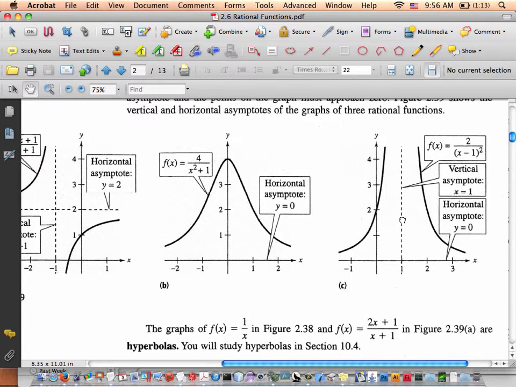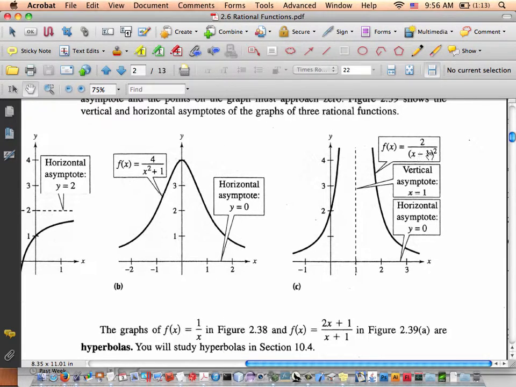Look at this. Here's 2 over x minus 1 squared. What's the excluded point that we can't have? 1. Now we approach 1 from the left, and look what happens. Explodes to positive infinity, right? Approach 1 from the right, explodes again to positive infinity.